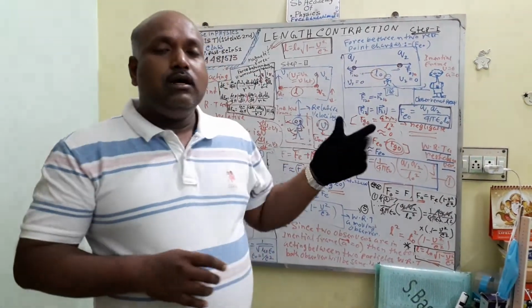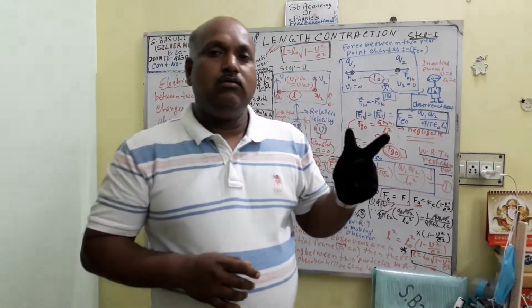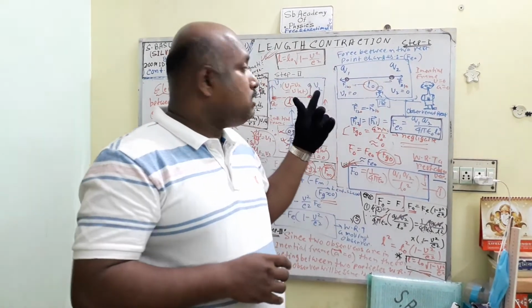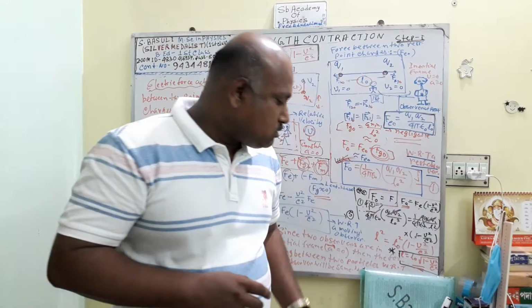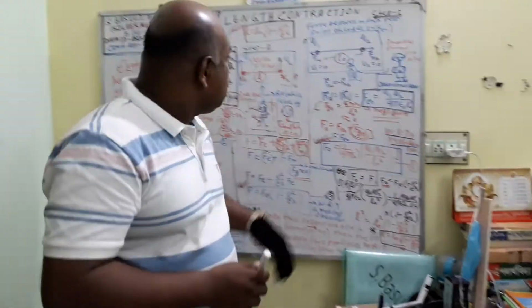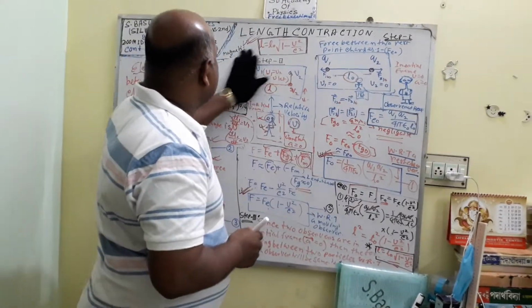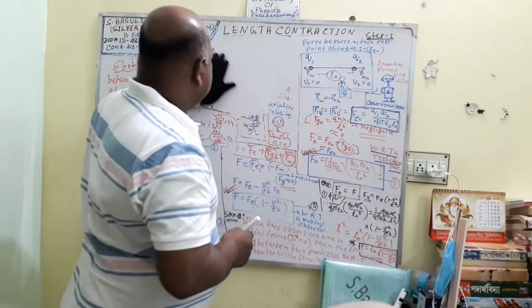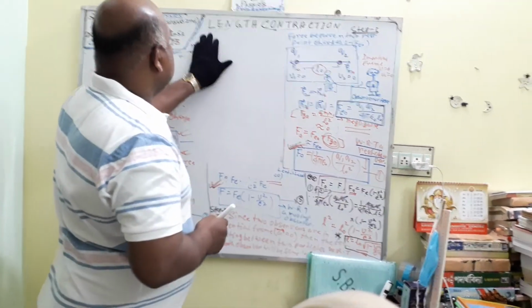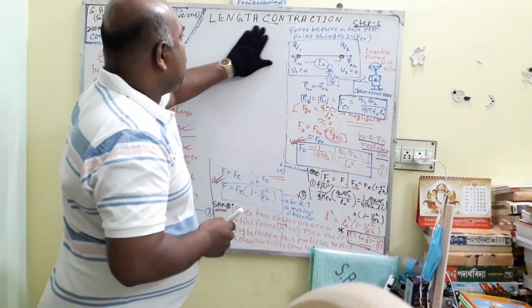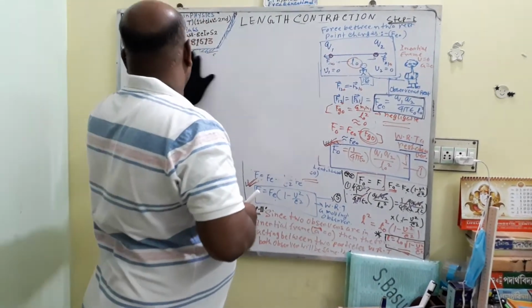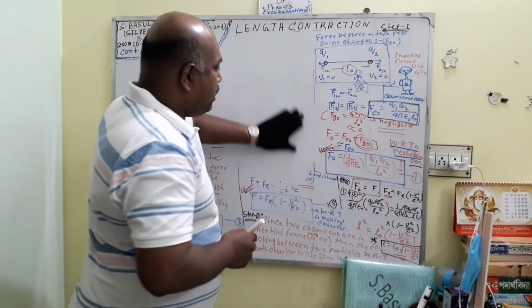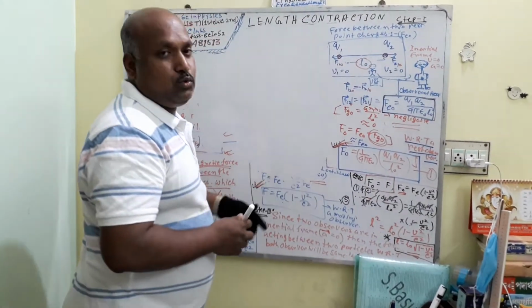In the next class, I will discuss length contraction, time dilation, mass variation, E equal to mc squared. There are so many formulas regarding Einstein's special theory of relativity. I write this formula here, I try to discuss this formula, I try to explain the formula, and I try to derive this formula in different approaches.